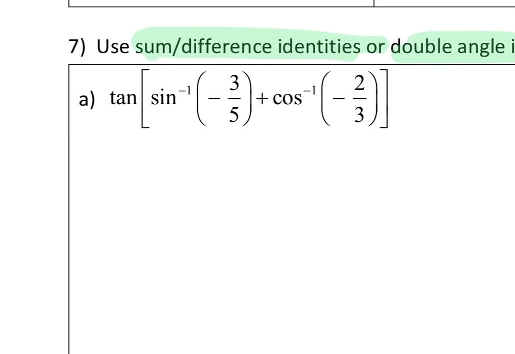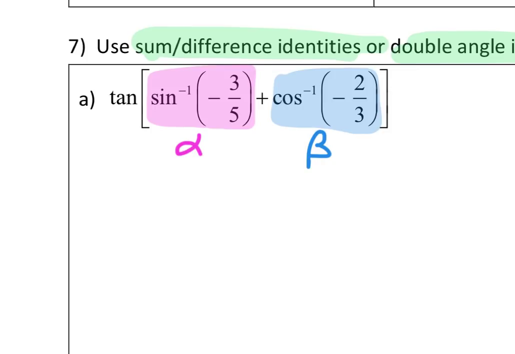Now, when you look at these problems, you should recognize that you have sine inverse, which gives you an angle, and I'm going to call that angle alpha, and you have cosine inverse, which also will have an answer that's an angle. Cosine inverse of a negative input is going to give you another angle, and so we're going to call that angle beta.